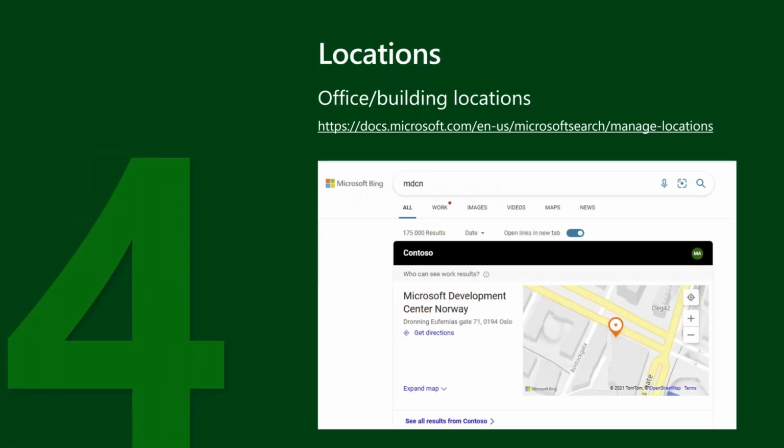There's also a variation of locations, which will show a map. So in this example, I have created a location answer for MDCN, which is Microsoft Development Center Norway, with the address to our office. So if it's a large organization or company, you have a lot of buildings or locations, or maybe it could be customer locations. If you want to show those, then you could add those as special types of location answers, where you have the name and then you add the address, so you can show the actual map instead of just a textual representation.